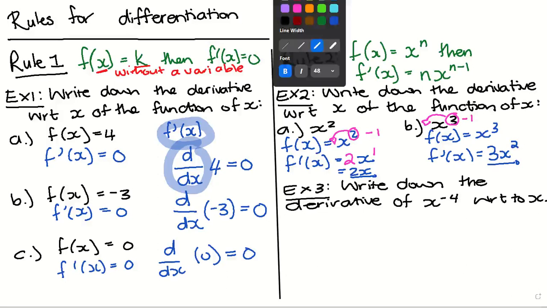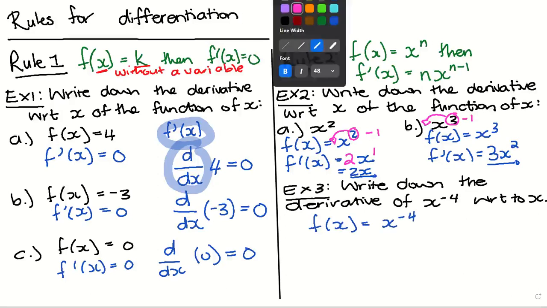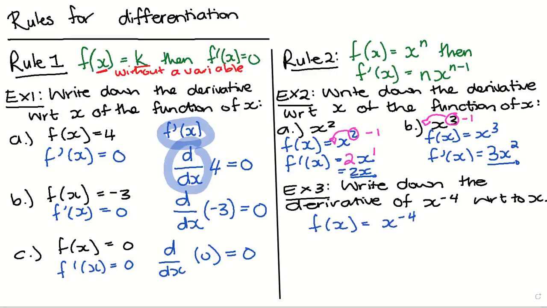Well, nothing has changed. We do the same thing. We end up writing f(x) is equal to x to the minus 4. Let's draw it out. We take that exponent, we multiply it in front, and then we minus 1 from that.